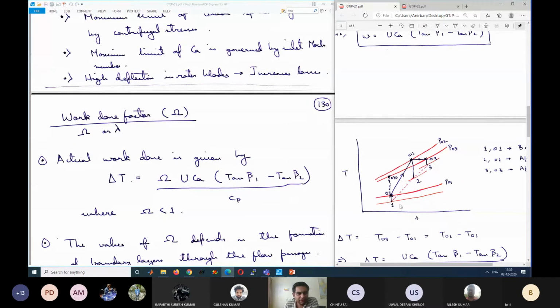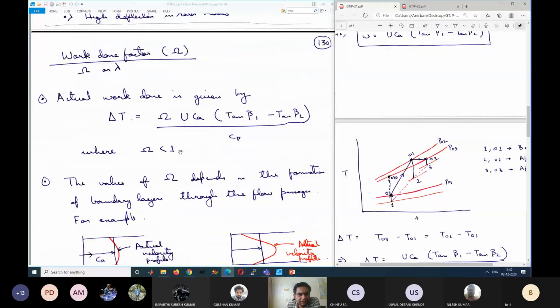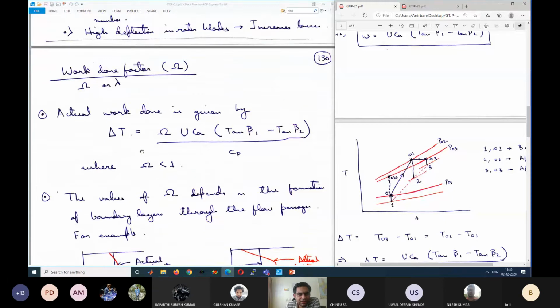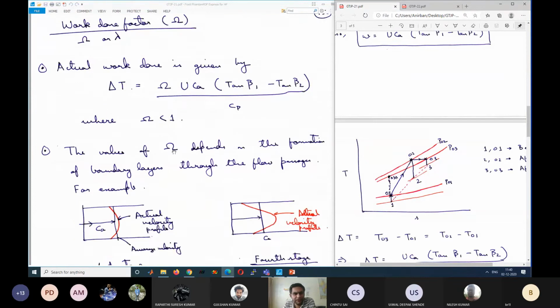There is a reason for it. So this is denoted by defining a factor which is known as the work done factor, omega, which has a value less than 1, slightly less than 1. I will discuss what the physical significance of this parameter is.